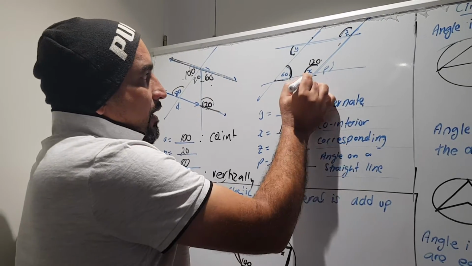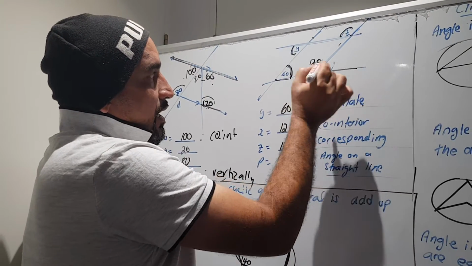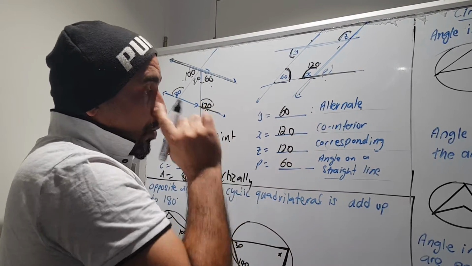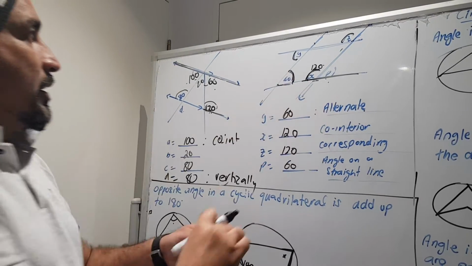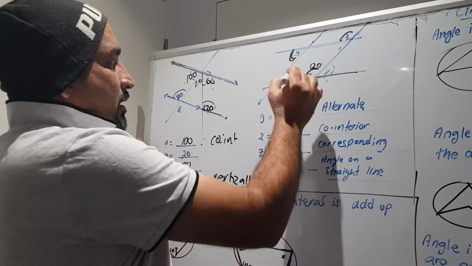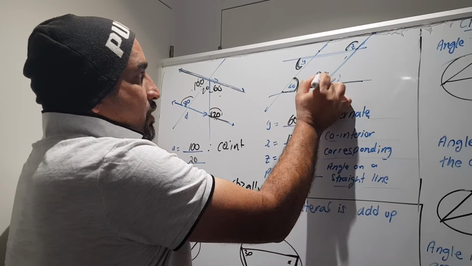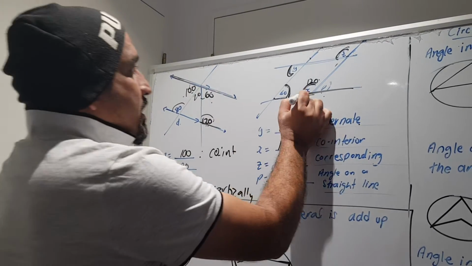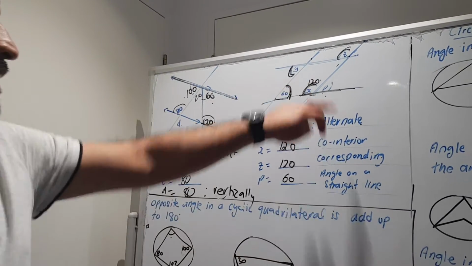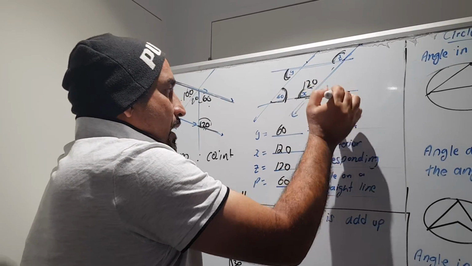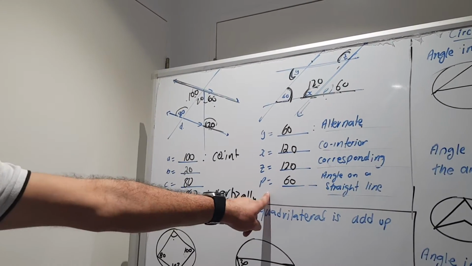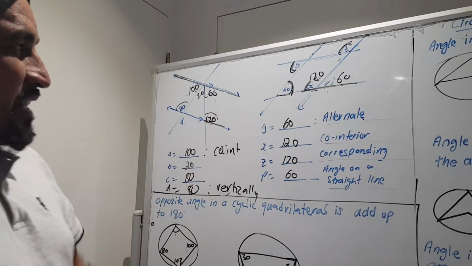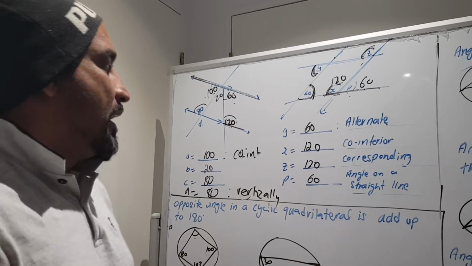And P is angle on a straight line. This is to x, so which will be 60. So 120 plus 60 gives you 180. So alternate is this; co-interior is these two, and corresponding is these two here. They correspond to each other. And the last one is angle on a straight line. 120 plus 60 will be 180. So P will be 60. When you revise this, when you go over this again, feel free to pause and then go over it again.